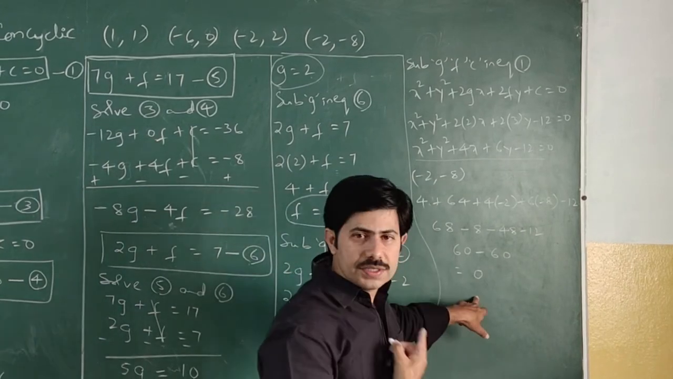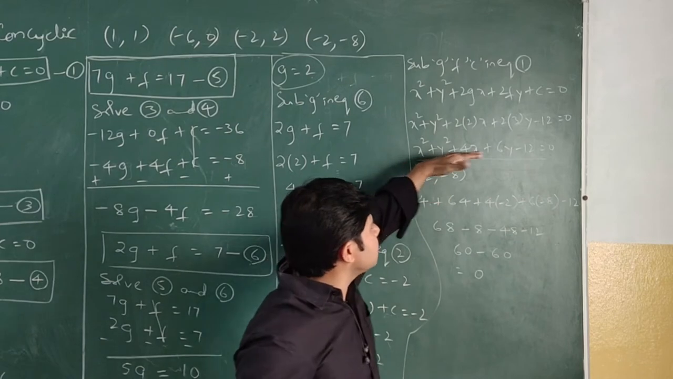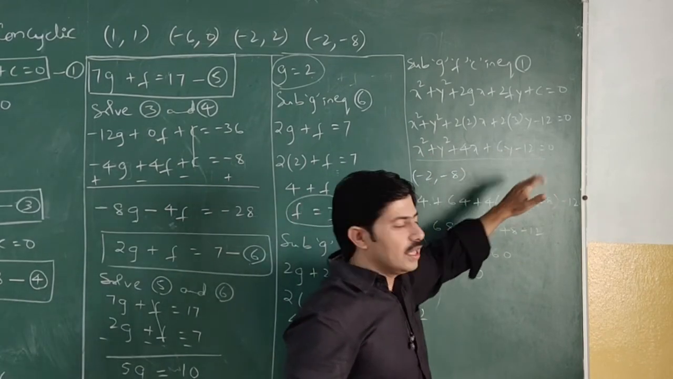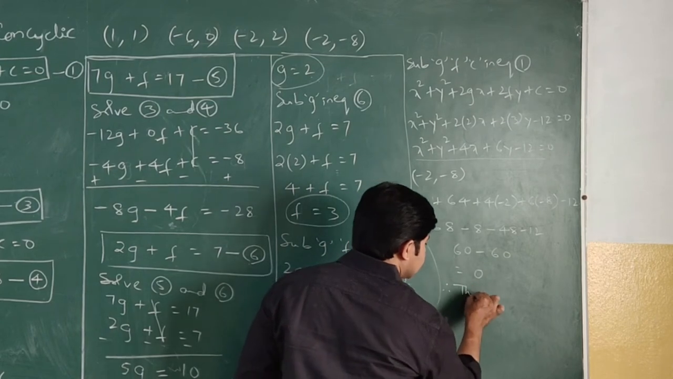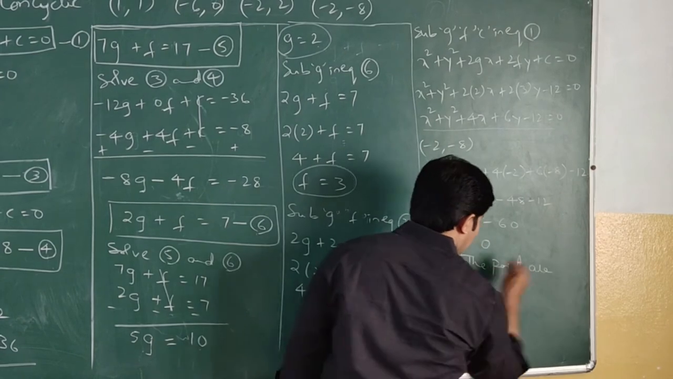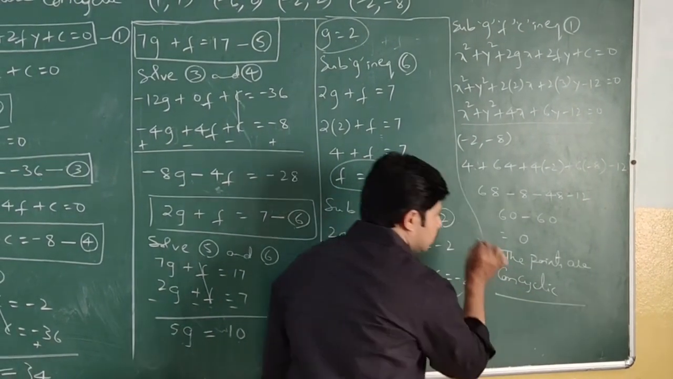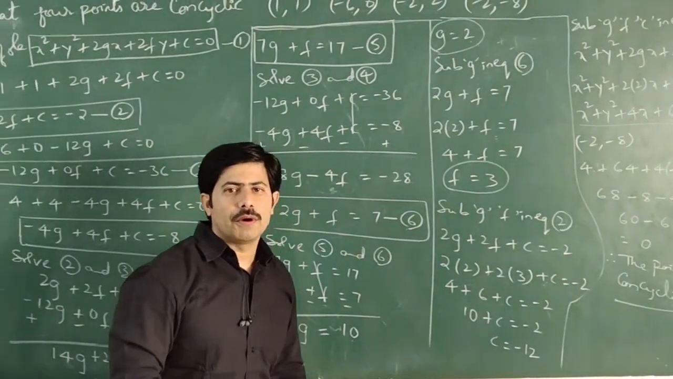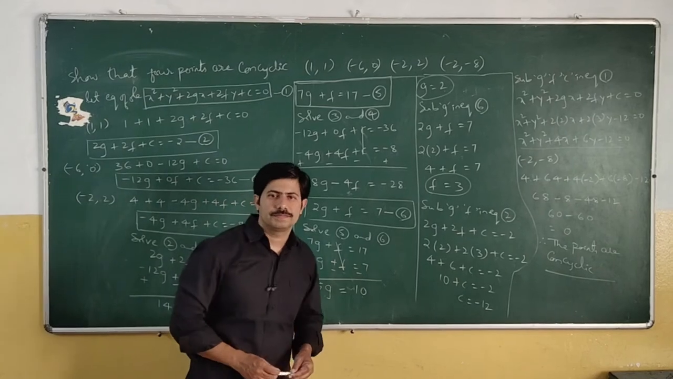So what is 60 minus 60? 0. 0 is nothing but RHS. That means this point satisfies the equation of circle. Therefore, we say the points are concyclic. That's all. So it is a very, very important problem. Please practice this problem.